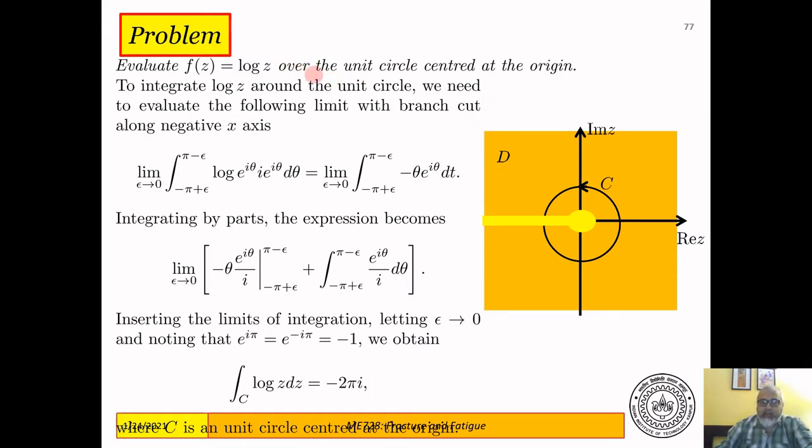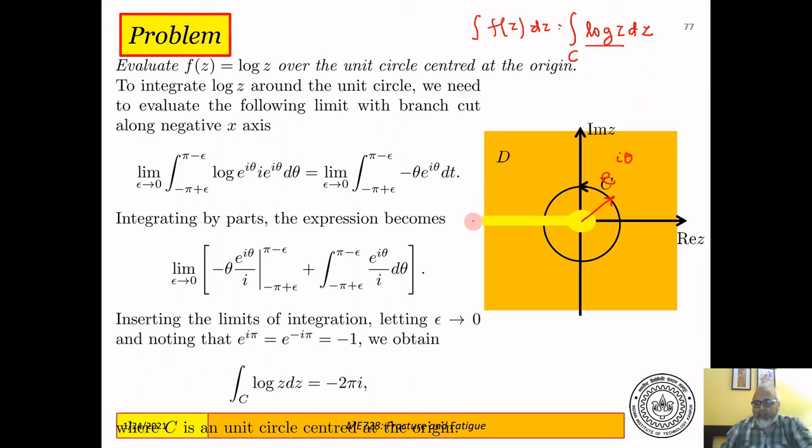Okay, let us do a problem. Let us evaluate f(z) equal to log z. So what we want to evaluate is the integral of f(z) dz, which is log z dz, over the unit circle. So on the unit circle, the radius is 1, so any point on the unit circle is e to the power i theta. And remember, log z is a multiple valued function.